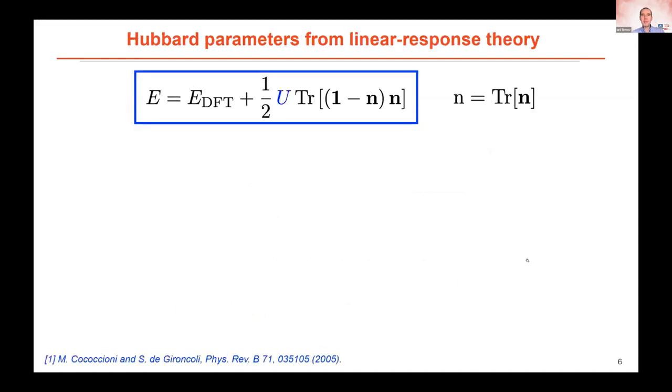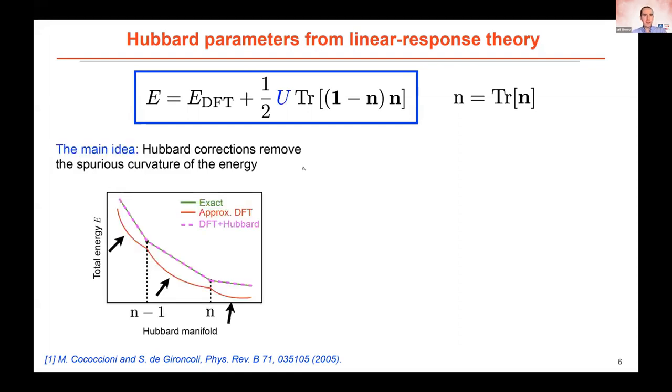Okay, now let me explain how we can compute the Hubbard U parameter. So here I show at the top of this slide the expression of the energy functional. I simplified it a little bit. So I consider just one transition metal atom. I removed the summation over atoms and spin. So this is just for simplicity. So N in bold is the matrix. And if we take the trace of this matrix, the sum of the diagonal elements, it will give us the scalar object N.